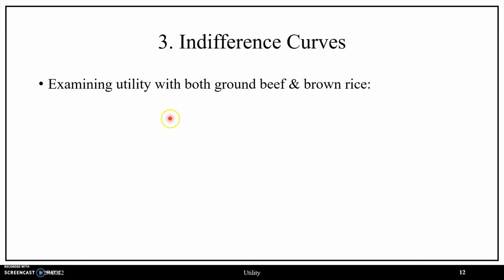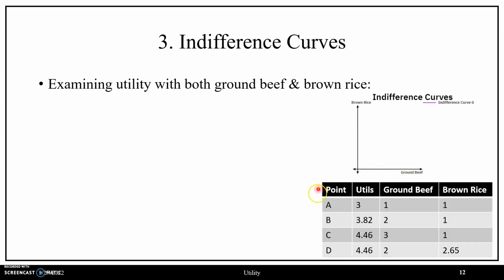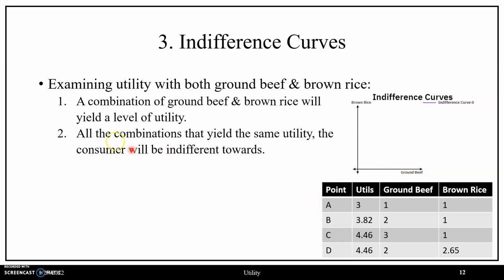So then, now that we've examined both brown rice and ground beef in terms of utility, how can we look at both at the same time in our discussion of utility? The answer is going to lie in our indifference curves, where brown rice is going to be on the vertical axis, quantities of ground beef is going to be on the horizontal axis, and we also have a table representation as well, where a combination of ground beef and brown rice will yield a level of utility.